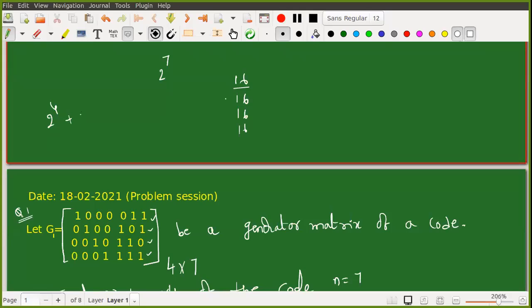So 2 power 4, 2 power 4, 2 power 4, like that I have to go, to get 2 power 7 finally, right? How many times will I do that? Is it okay, Aditi? So how many rows do I have to do to get 2 power 7? How many times do I have to do it?